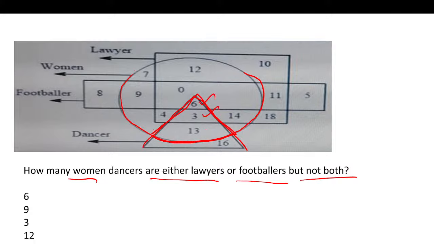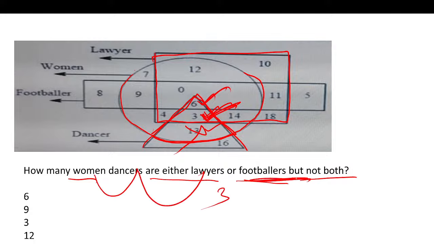Okay, how many values are there? 6, 3, 13. Our answer might be any of those. Lawyer indicates what? This rectangle. In this rectangle, totally 13 is not there, it is eliminated. So only two options are there, 3 and 6. And this 3 is related to what? Lawyer. Woman, dancer, and lawyer. 3. And footballers, this woman, dancer, and this is a footballer.